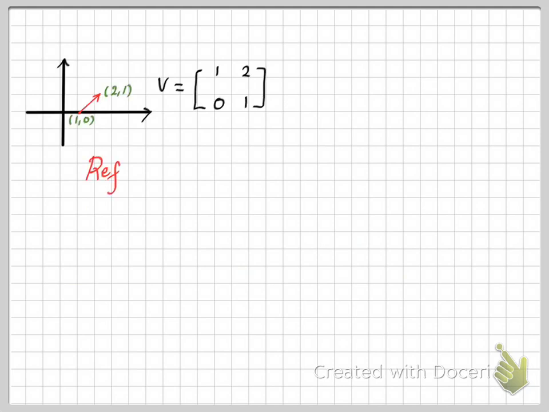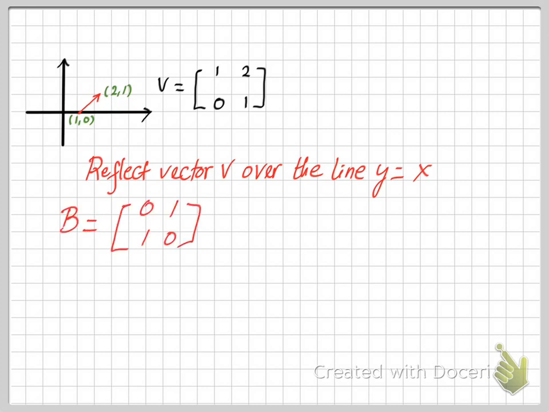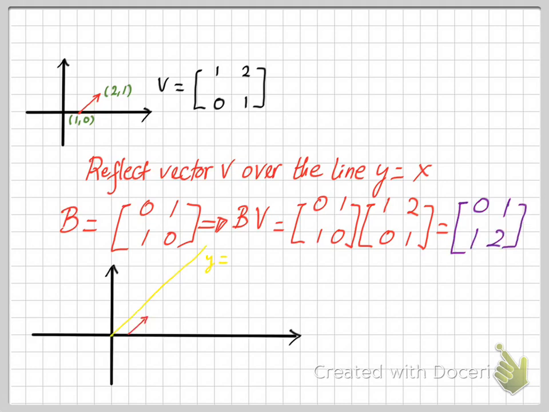Now, if you want to reflect this vector over the line y equals x, you can use this matrix as the matrix representation for this linear transformation. Reflecting a vector over y equals x means you interchange the x and y coordinates. So to come up with this matrix, you just take the 2 by 2 identity matrix and swap the two rows or the two columns. You multiply this matrix by the vector v to get a new vector. The red vector is the initial one, y equals x is this yellow line, and the purple vector is the new one, a reflection of the red vector over the line y equals x.